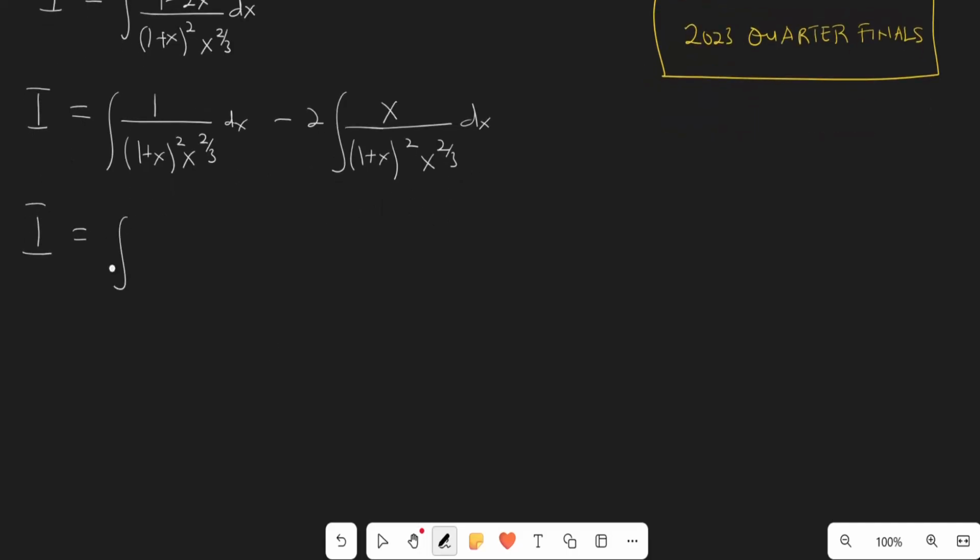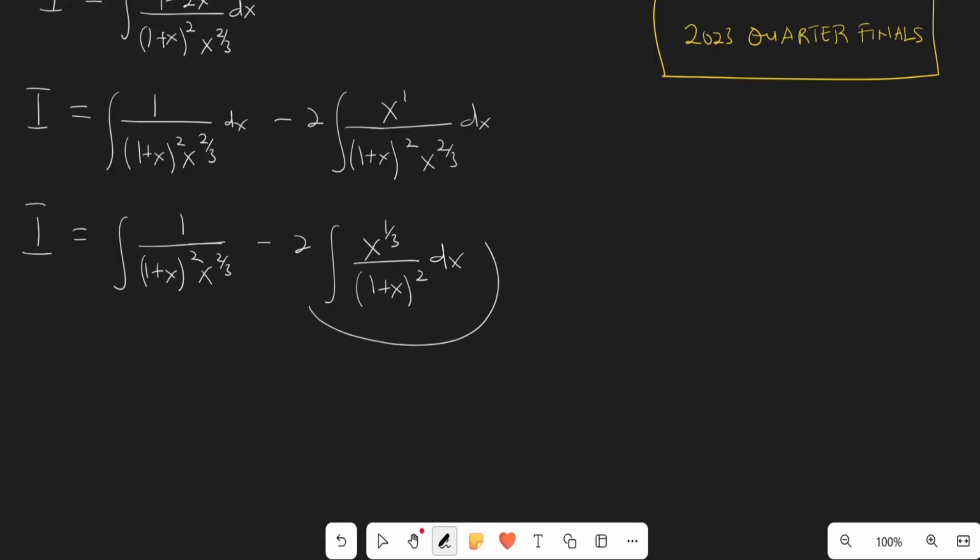So I is going to be the integral of 1 over (1 plus x) squared times x to the power 2/3, minus 2 times the integral of this. I can use the power rule. This one is x raised to the power 1, and using the power rule that becomes x to the power 1/3 at the top, over (1 plus x) squared, dx. I'm going to use integration by parts for this one. So watch.